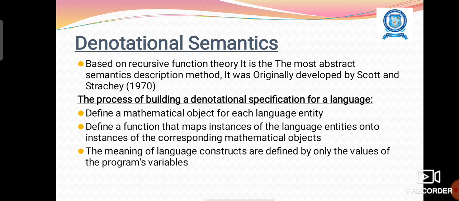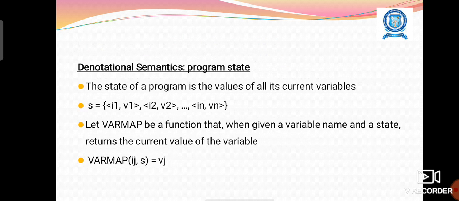Denotational semantics. Based on the recursive function theory, it is the most abstract semantics description method. It defines a mathematical object for each language entity. Define a function that maps instances of the language entities onto instances of the corresponding mathematical objects. The meaning of language constructs is defined by only the value of programming variables.